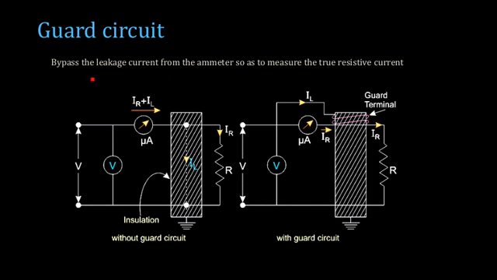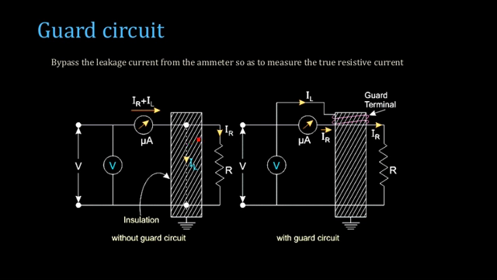Now coming to the guard circuit. The guard circuit is used to bypass the leakage current and provide an alternate path for the leakage current. Now, once you are using such a circuit, you are trying to measure the insulation resistance.